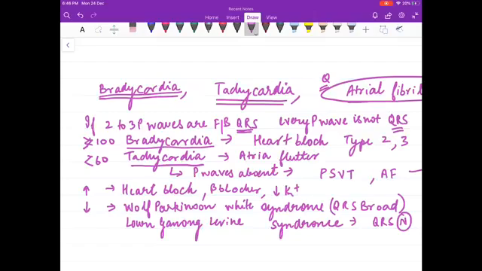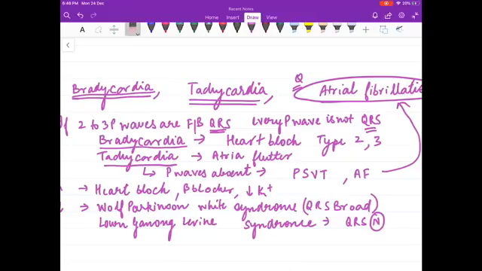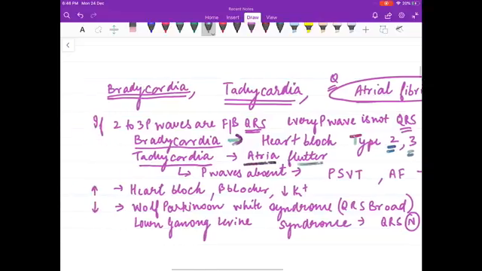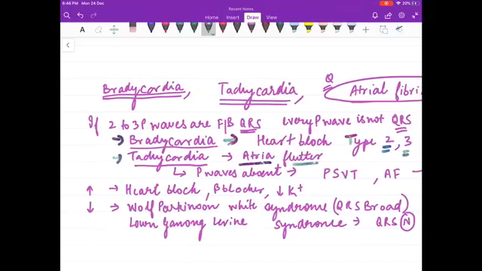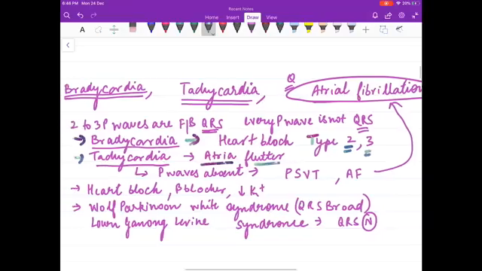60. Okay, so if it is bradycardia, we will think of heart block, whether it will be type 2 or type 3. But if it is tachycardia, then we will think of atrial flutter. So we have to see whether every P wave is followed by QRS or not. If it is not, then we will see the heart rate. If it is bradycardia, then it will be heart block. If it is tachycardia, then it will be atrial flutter.